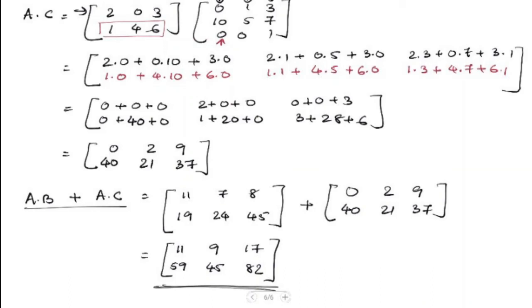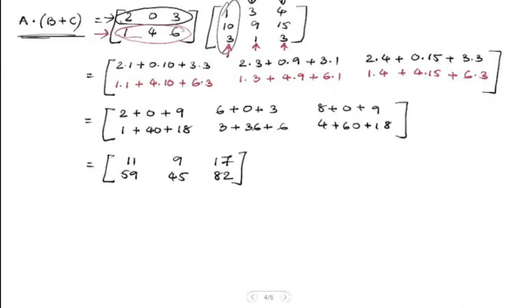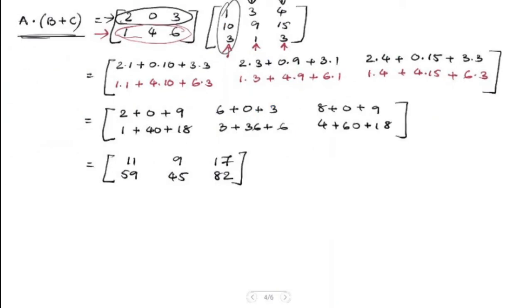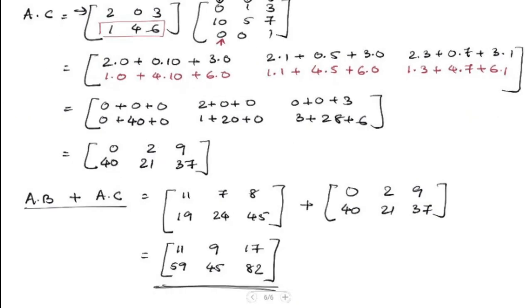Now, are they equal? So we have here 11, 9, 17, 59, 45, 82. And here we got the answer to the right hand side: 11, 9, 17, 59, 45, 82. So they are equal because each element of each matrix is equal to the other element.